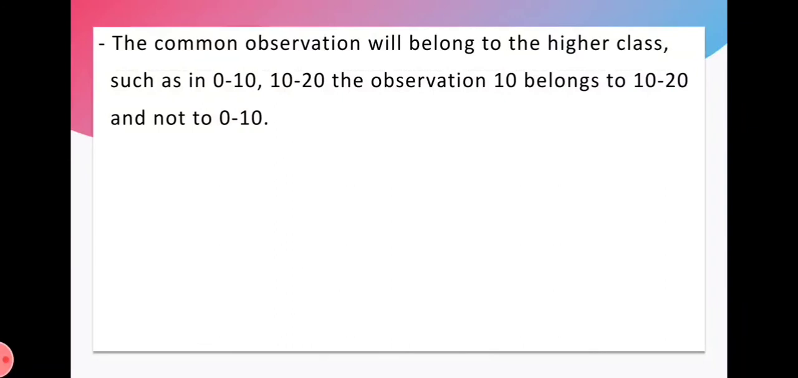Now, when the observation belongs to the higher class, suppose we have taken two class intervals, that is 0 to 10 and 10 to 20. Suppose our observation is 10. Now where to keep this observation? In the 0 to 10 class interval or the 10 to 20 class interval? In such a case, we put the observation 10 in the higher class, that is in 10 to 20 and not in 0 to 10. So we have to count it in the higher class.